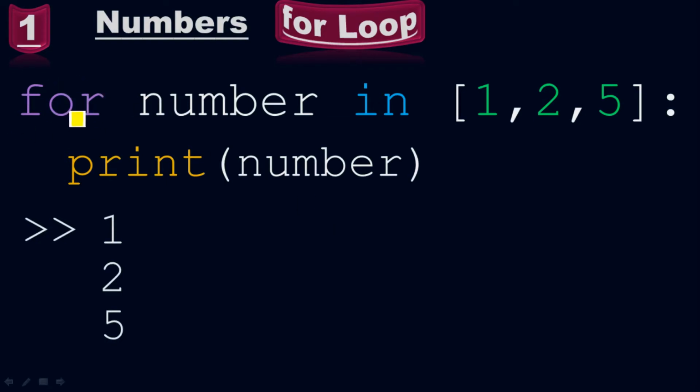This for means for loop. For number in, the "in" is the belongs-to operator. In 1, 2, 5, these are the three numbers. So this for loop will iterate on each and every single number. It will be printed individually in the output.